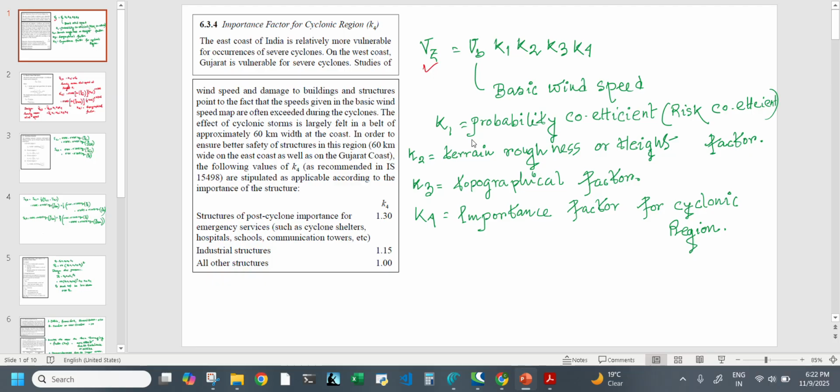Vb is the basic wind speed, K1 is the probability coefficient, risk coefficient, K2 is the terrain roughness height factor, K3 is the topographical factor, and K4 is the importance factor for the cyclonic region. We have already discussed K1, K2, K3, and the remaining factor is K4, the importance factor for the cyclonic region. The east coast of India is relatively more vulnerable to the occurrence of severe cyclones.